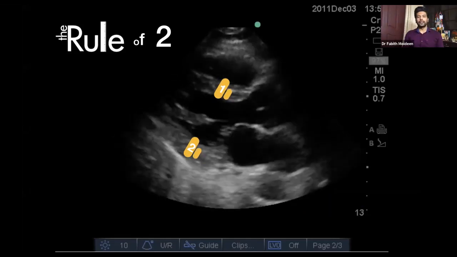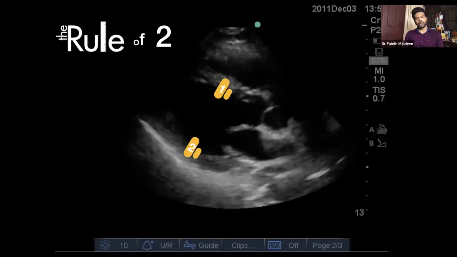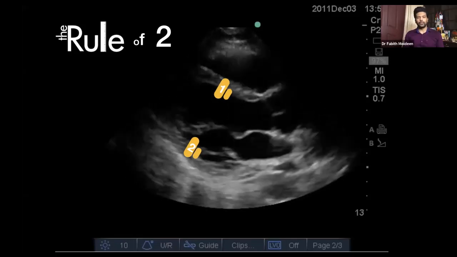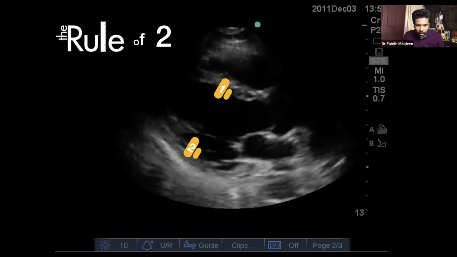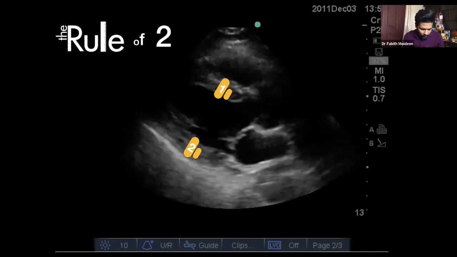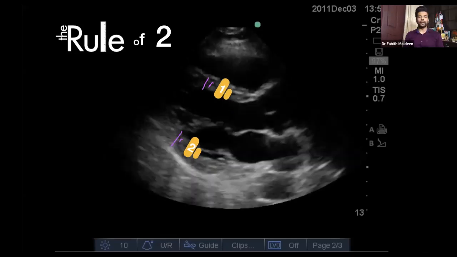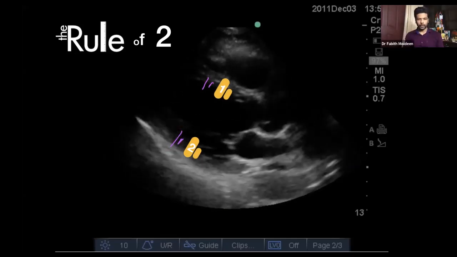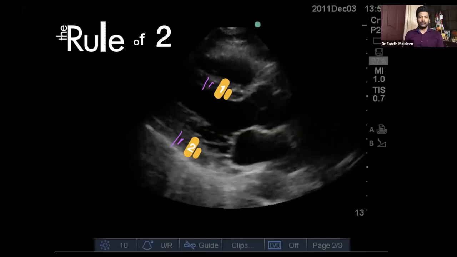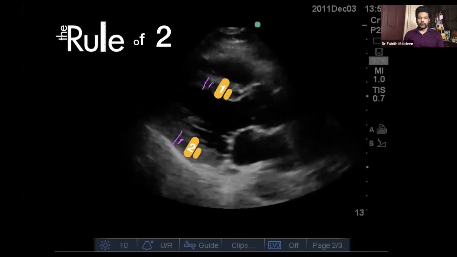Now, the other thing you have to see is wall motion abnormality, rule of 2 again, where you look for thickening and thinning of the myocardium. You are going to see thickening and thinning of this myocardium and also the posterior wall. This way you can identify whether there is a wall motion abnormality or not. Hope people are okay with this.